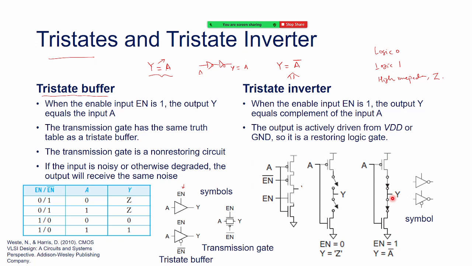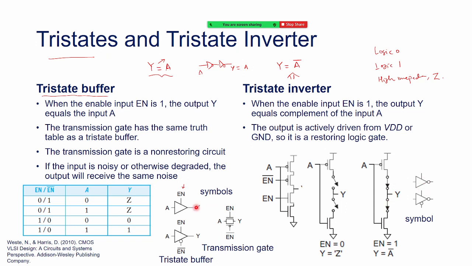So that is how this inverter will work, and it is a special case, a tri-state inverter, and it is a restoring logic. Why? Because the output gets driven by the supply rails, not by the input. What is the symbol of the inverter? Just show a bubble here.